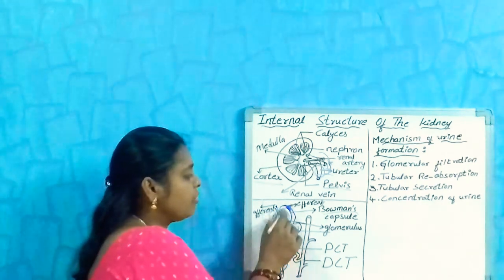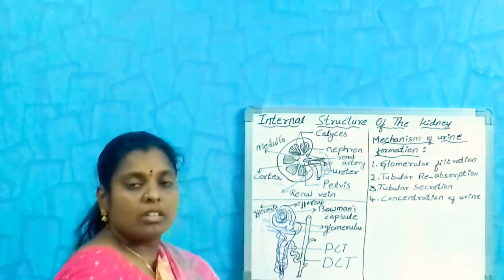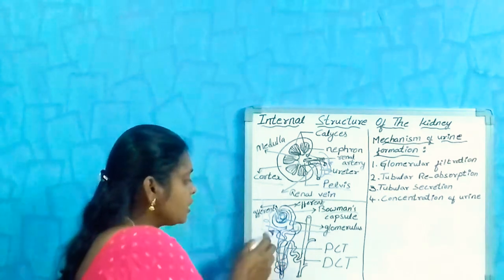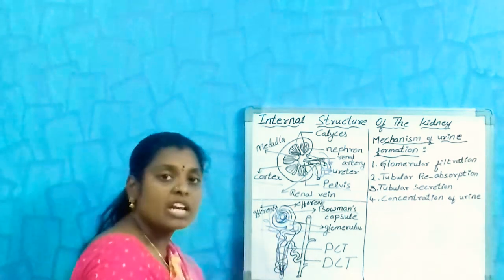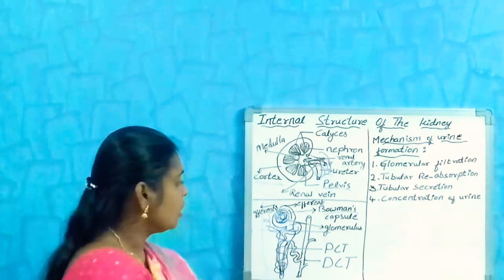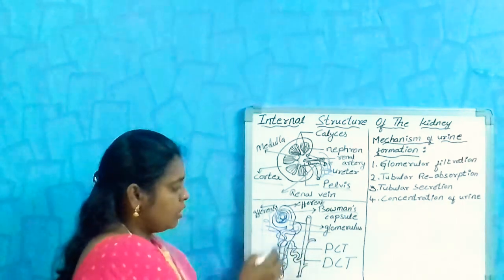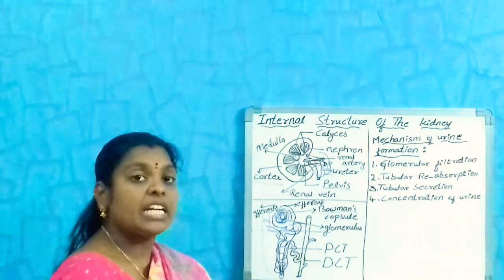And the efferent arteriole is attached to a network of blood capillaries. These blue lines are the blood capillaries which surround the renal tubules. If you see this, the lower part of the nephron we call the renal tubules.